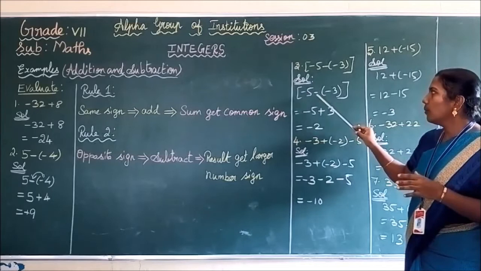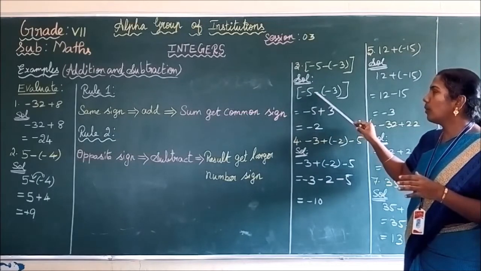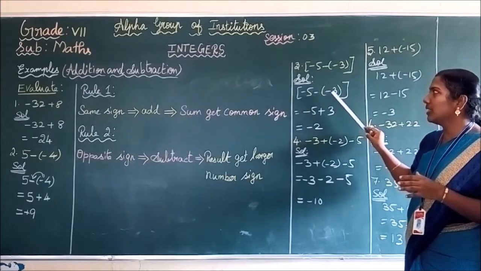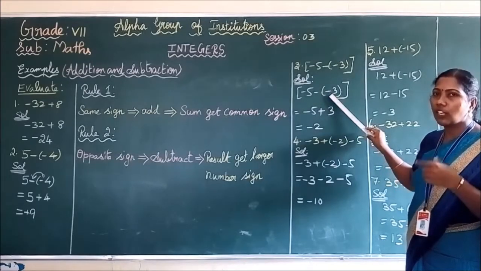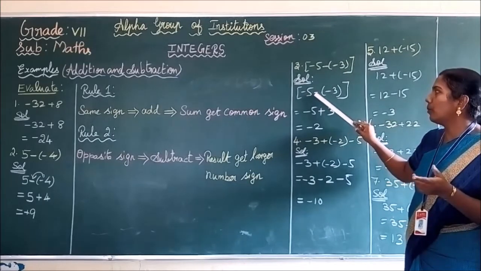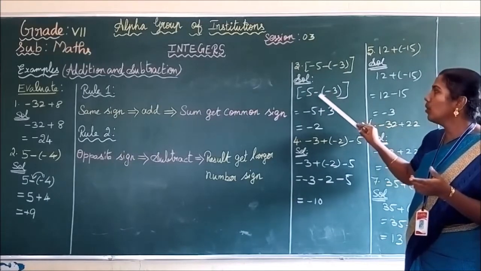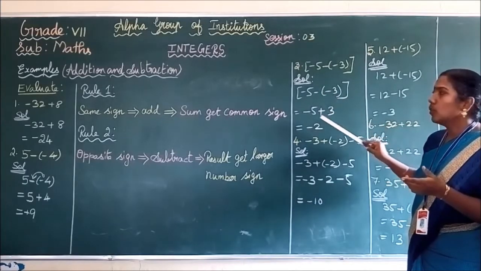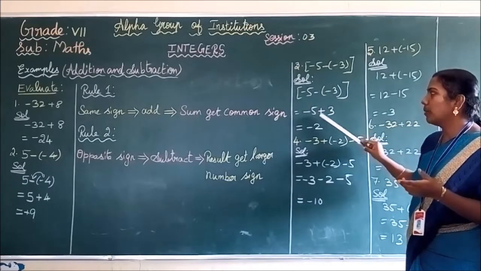Minus 5. Before removing the bracket, you have to multiply the symbol in between the numbers with the second number only, as I have told you in the previous class, not the previous number. Now we are going to multiply this minus with this number. So minus into minus is plus, and we write 3 as it is. So the given question became minus 5 plus 3.